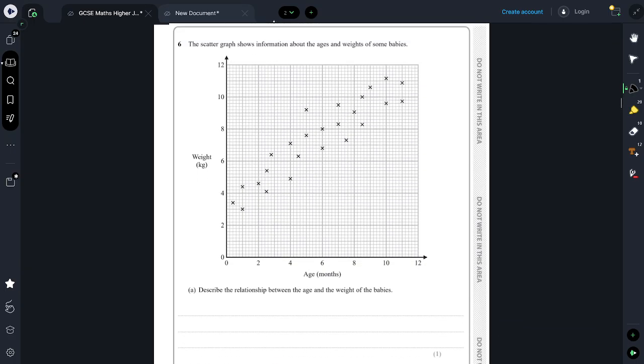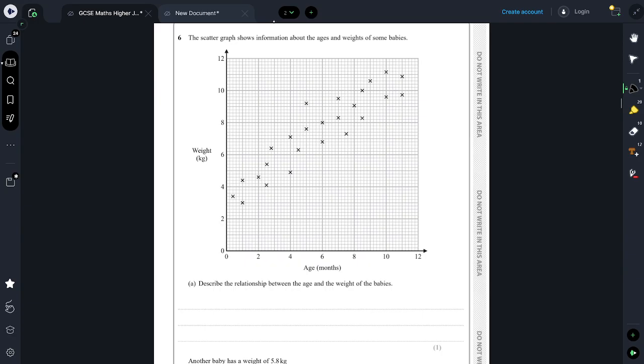Okay, so question 6. Scatter graphs show information, age against weight. Describe the relationship. For GCSE anyway, the relationship between something means, if we change the age, what happens to the weight? That's what we mean by relationship. They're variables, right? So if you think about the science, even independent variables and stuff like that. If we change the age, what happens to the weight?